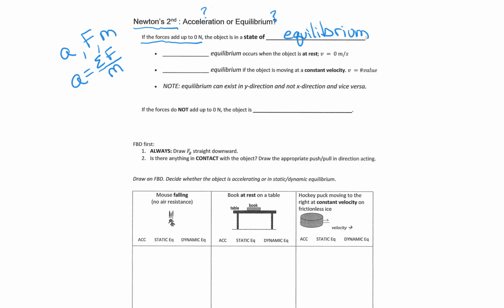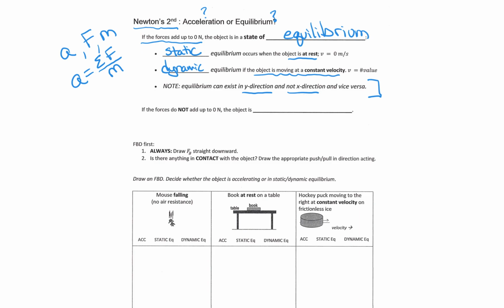But there are two kinds. There is a static equilibrium, static meaning it's at rest and the forces are balanced, or it can be a dynamic equilibrium. Dynamic meaning the object is actually doing some constant velocity motion, and it still has balanced forces. This happens often when you're driving at a steady speed on the highway. Little note, equilibrium can happen in one direction and not the other, or you can reverse it and have an x equilibrium, but not in the y direction.